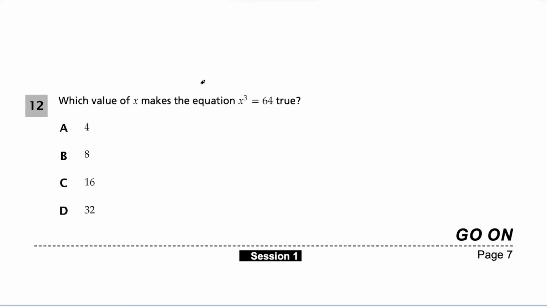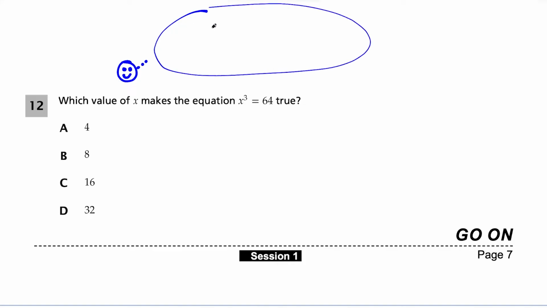Question 12, which value of x makes the equation x to the third equals 64 true? One thing we have to know here is what does it mean to raise something to the third power? So this question is really asking you what number multiplied by itself 3 times equals 64.